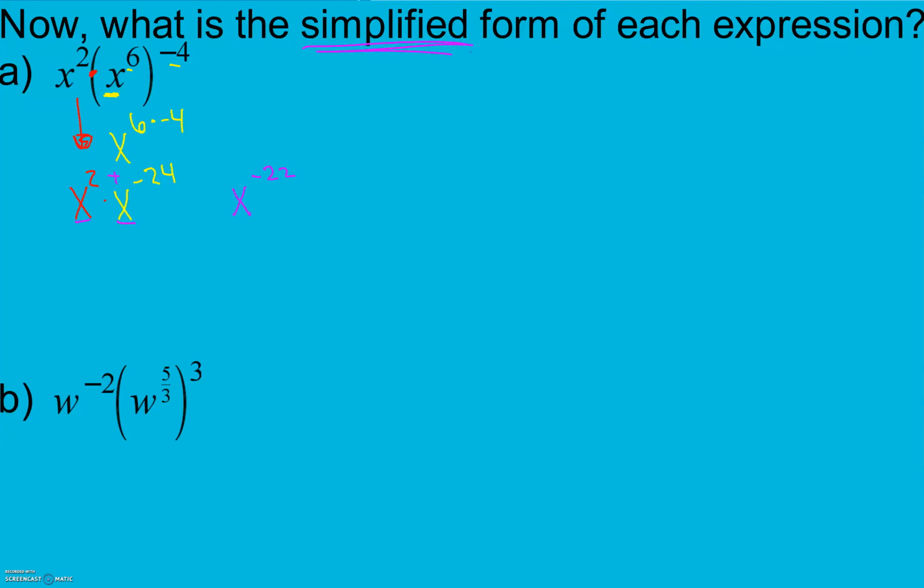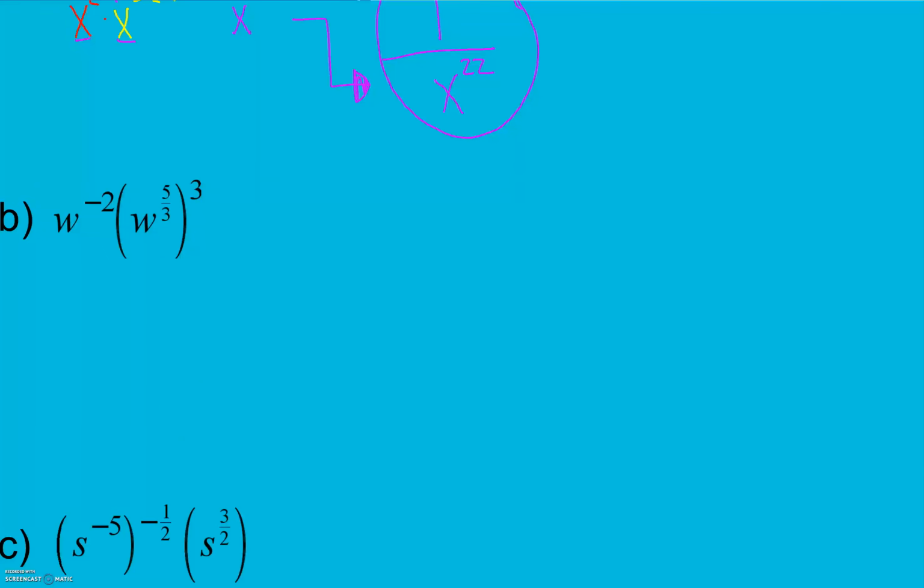But again, we want the simplified form, and this isn't completely simplified until our exponent is positive. So to make it positive, we have to move it to the opposite part of our fraction, here the denominator, change our exponent to be positive, and put a 1 in our numerator. Here in B, same idea.